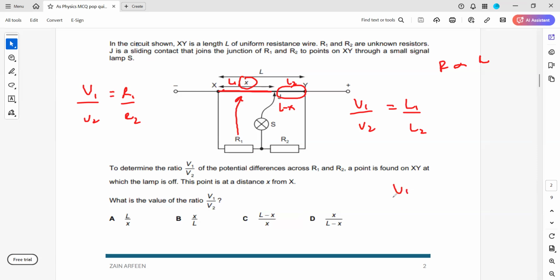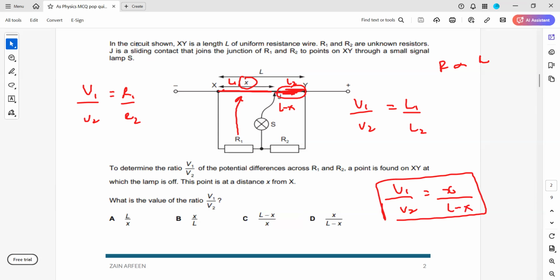So if we substitute V1 over V2, the first length is X and the second length is the total length minus X, because we need the length of this section. So V1 over V2 is equal to X divided by L minus X. So it matches with option D.